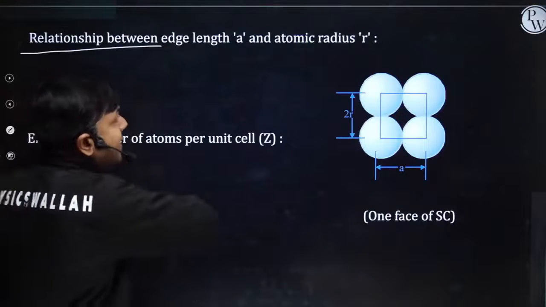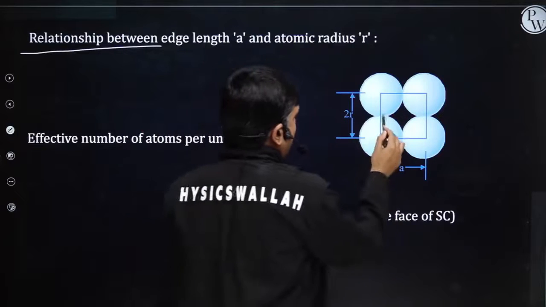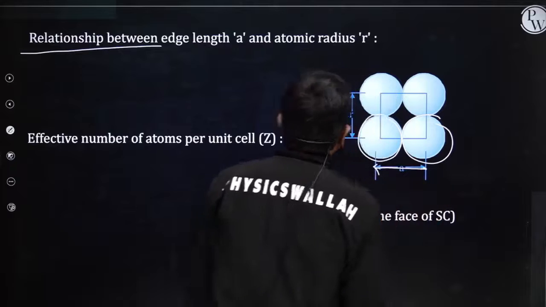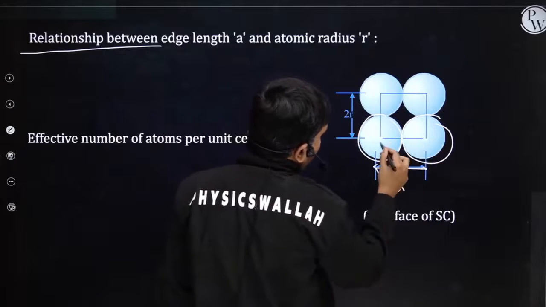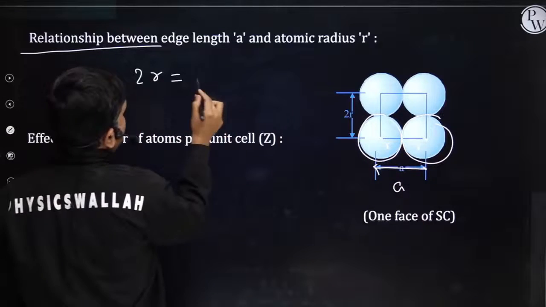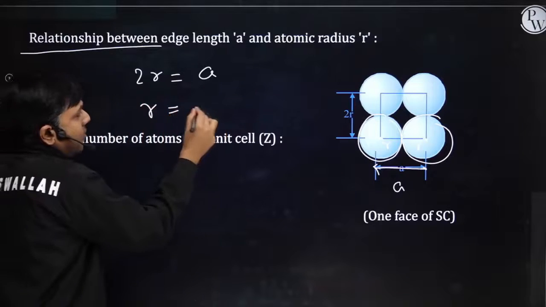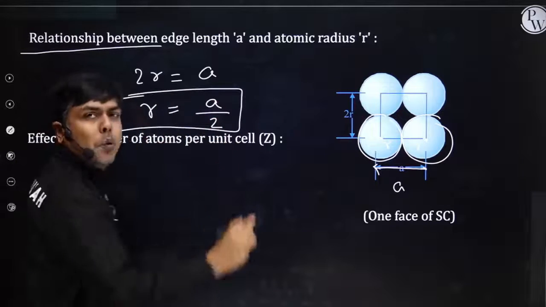Relationship between edge length and the atomic radius. Students, here, the corner atoms touch each other along the edge length. This is the edge length a. Now if r is the radius of the atom, can I say r plus r equals a? So 2r equals a. So can I say the radius of the atom here is edge length divided by 2.